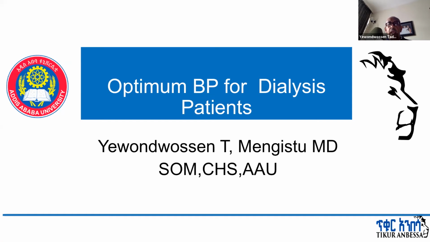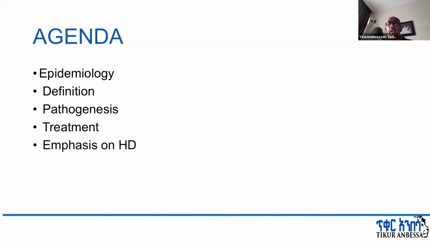I will be speaking about the optimum blood pressure for dialysis patients. At the end of the talk, you will definitely learn that we have yet to learn what the optimum blood pressure is, 60 years after dialysis became available. So I'll be speaking briefly about the epidemiology, then define hypertension in dialysis patients, and then pathogenesis and treatment.